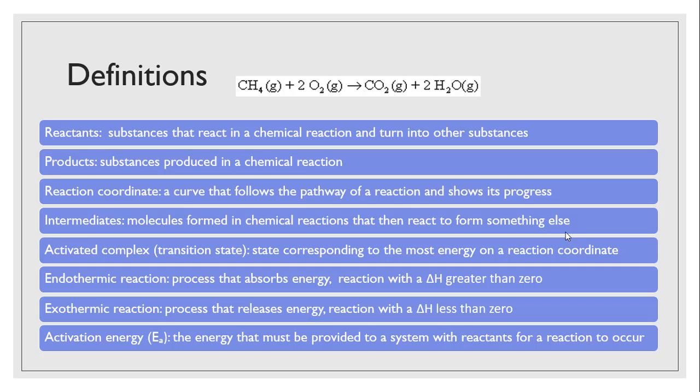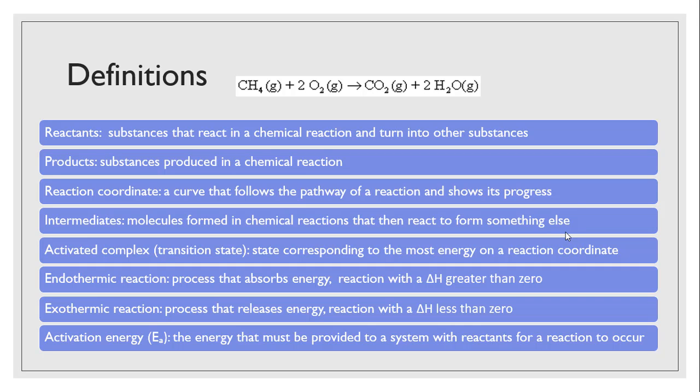Endothermic reactions are processes that absorb energy. They're reactions that have a delta H, which is a change in enthalpy, greater than 0. Heat is energy, and it's represented on the y-axis. And for endothermic reactions, the products will have a higher y-coordinate than the reactants because they take in heat energy. So for an endothermic reaction, the products will be at a higher energy level than the reactants.